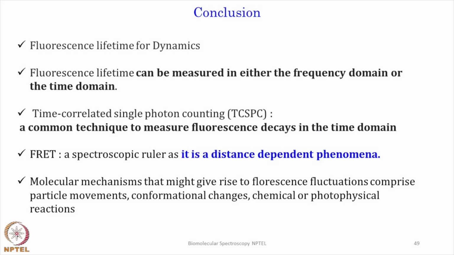So let us conclude here. Fluorescence lifetime we can use to measure dynamics. Fluorescence lifetime can be measured either in the frequency domain or the time domain, right. Some of those time domain data I showed you. Time correlated single photon counting, that is TCSPC, is a common technique to measure the fluorescence decay in the time domain. FRET that we discussed is a spectroscopic ruler for distance dependent phenomena, how they open and close, and molecular mechanisms can give rise to fluorescence fluctuation, you can understand particle movement, conformational change, chemical and photochemical reactions that could be happening.